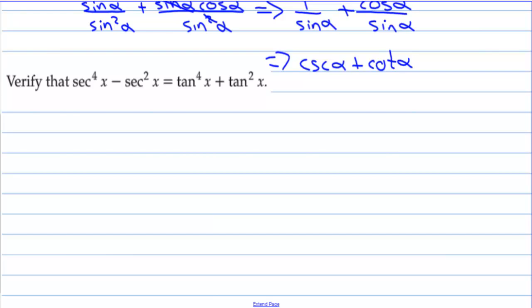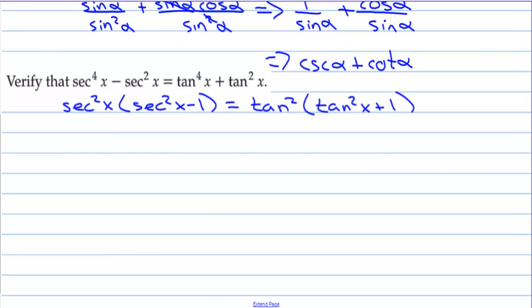Let's work with both sides. Secant squared x, I can factor out secant squared x. That leaves secant squared x minus 1. And on this one, I'm going to factor out a tangent squared. When I factor out a tangent squared, I get tangent squared x plus 1. Secant squared minus 1 is tangent squared. Tangent and secant go together, but it's tangent squared plus 1 equals secant squared. Tangent, secant go together. So if I have secant squared minus 1, that's tangent squared. And over here, I have tangent squared plus 1.